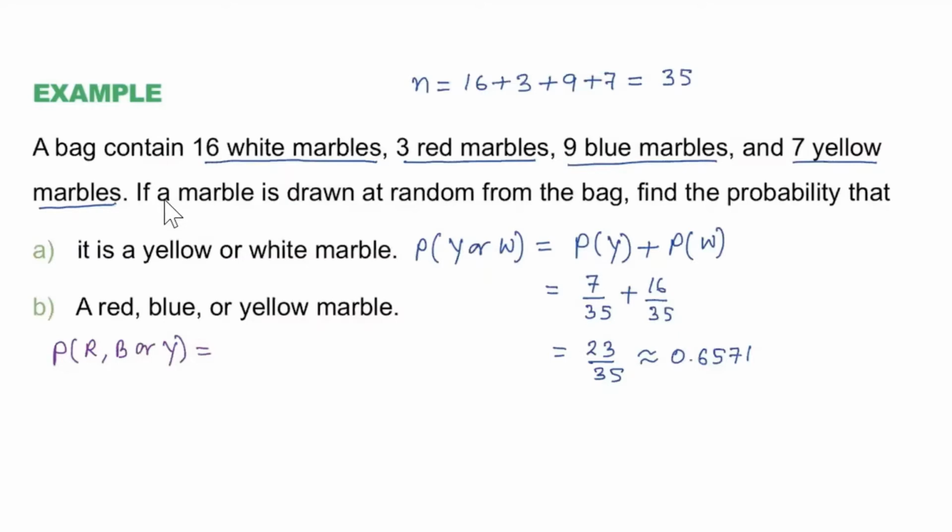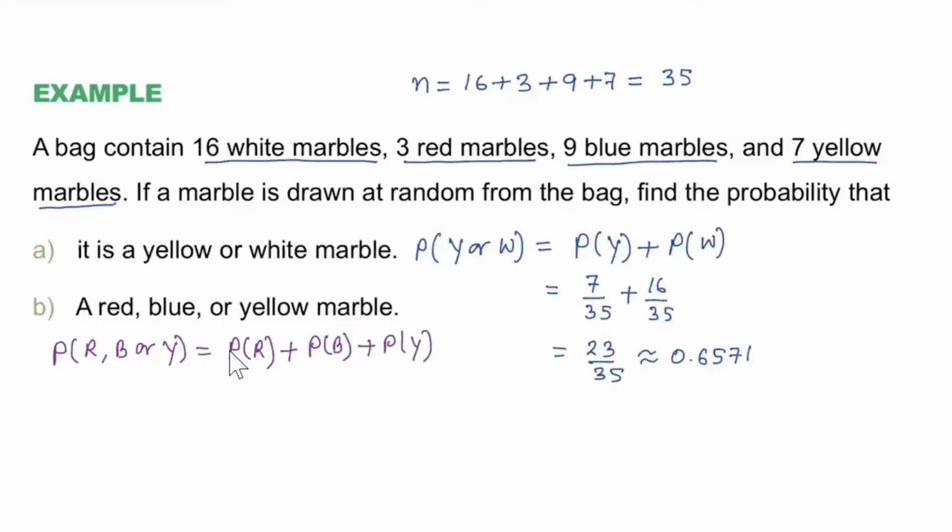But when you're picking a single marble, it cannot be red, blue, or yellow at the same time. It can be red, or it can be blue, or it can be yellow. So the events are disjoint. They are mutually exclusive. So we use the addition rule for probability. But here we have three events, so it will be the sum of these three probabilities. So it will be probability of red plus probability of blue plus probability of yellow.